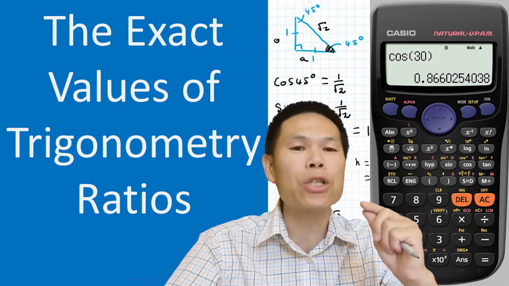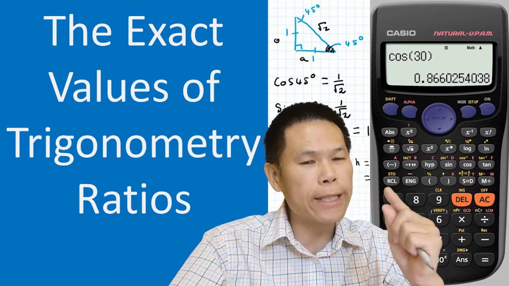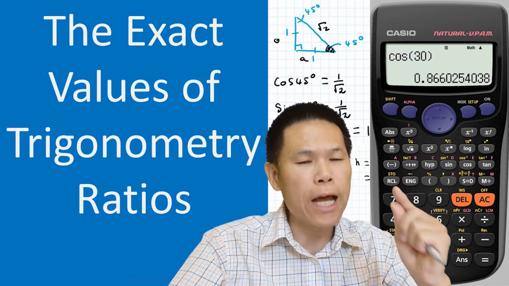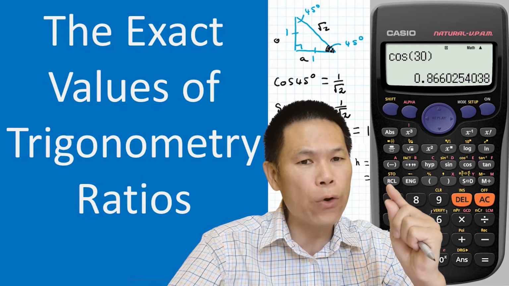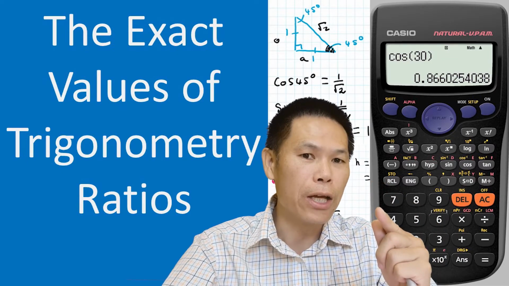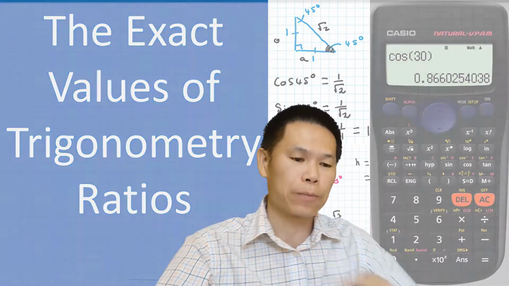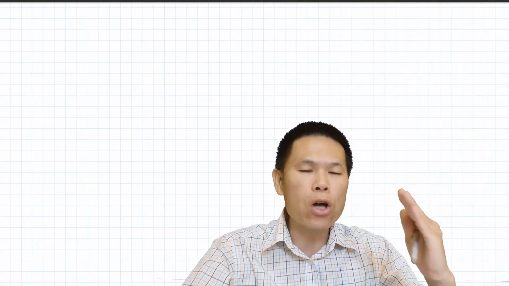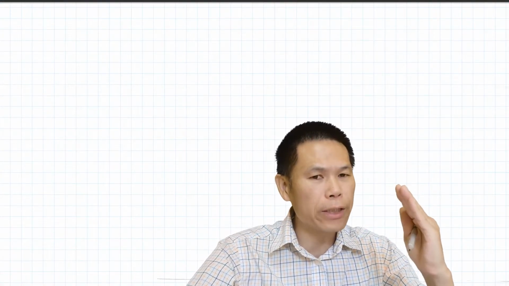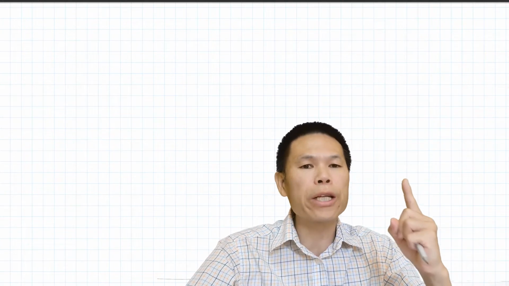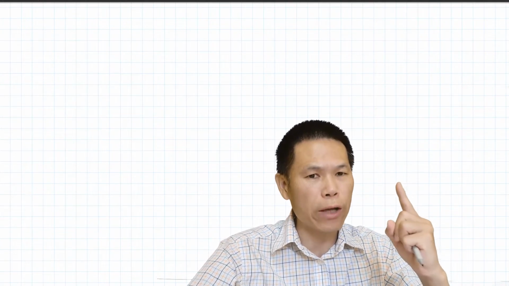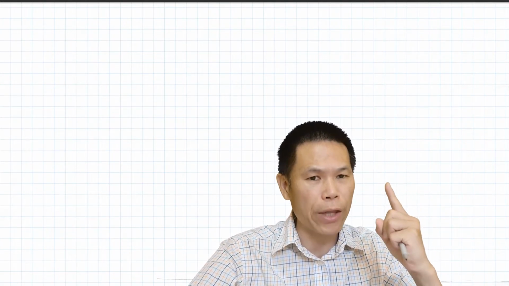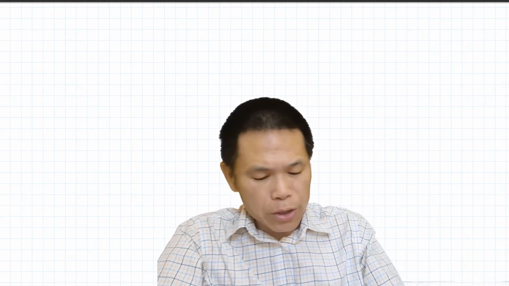In this lesson, I'm going to teach you how to work out the exact value of cos, sine, tan of 30, 45, and 60 degrees. So let's go straight into it. To work out cos, sine, tan of 45 degrees, step number 1, we just quickly draw an isosceles triangle first, with the side length of 1. So let me just quickly draw a triangle out.